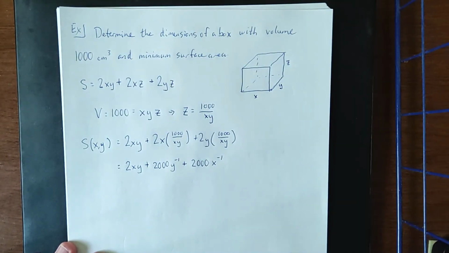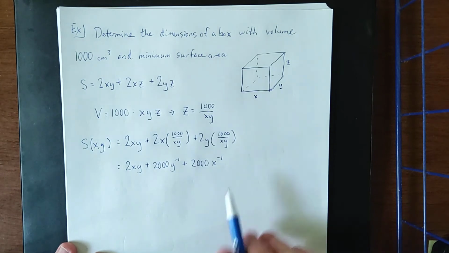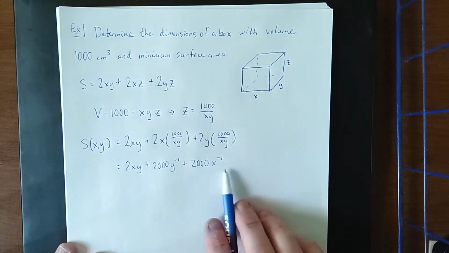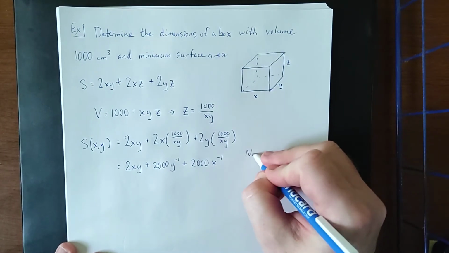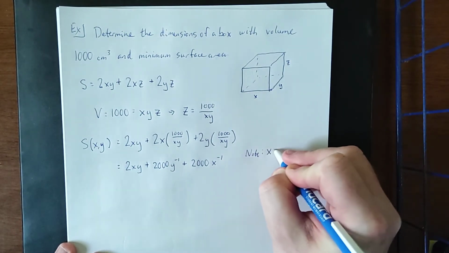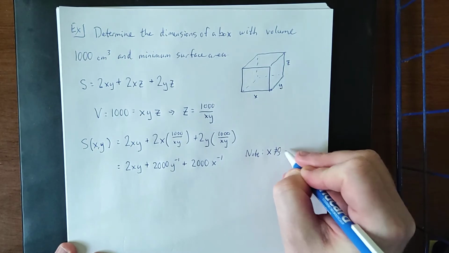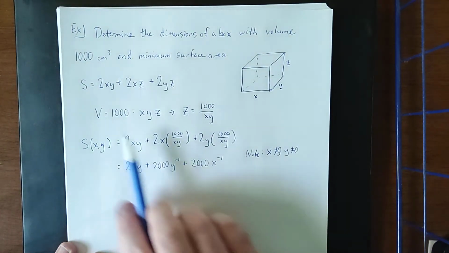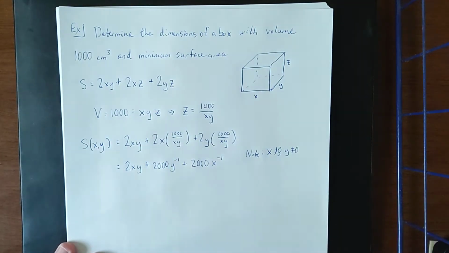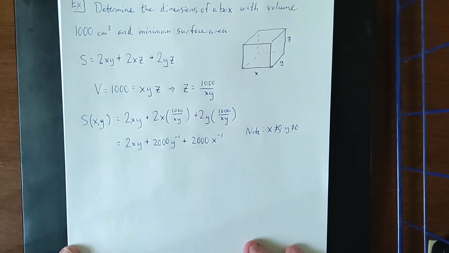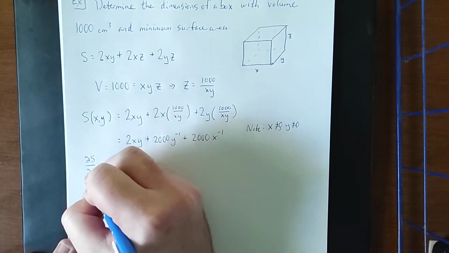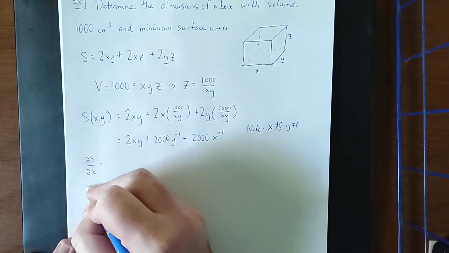Now please do note that as we're going through here, it is impossible for x and y to be equal to 0. X cannot be 0 and y cannot be 0. This is due to the fact that that would contradict the volume being equal to what it's equal to. So with that in mind, let's go ahead and take a couple of partial derivatives and solve this using the method of critical points.